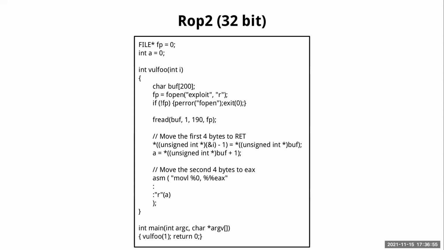Whatever you input is in the buffer. So you cannot directly overflow that buffer because this code is only reading 190 bytes from that exploit file, and the buffer is 200 bytes. So you cannot directly overflow the return address. However, the program here does that explicitly. This is 32-bit, so the first 4 bytes of whatever you input will be moved to the return address. That's what this line of code is doing.